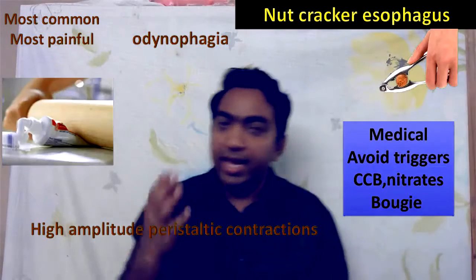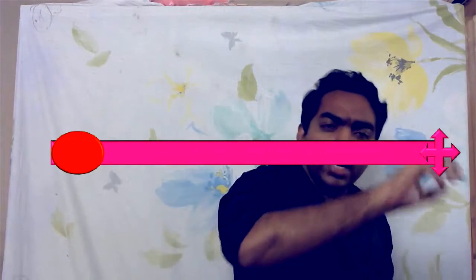You can see here in Nutcracker esophagus, the contraction in the esophagus is of a higher amplitude, but the peristalsis is progressive, and the lower esophageal sphincter relaxes normally. The normal contraction is there, but it is of a higher amplitude.